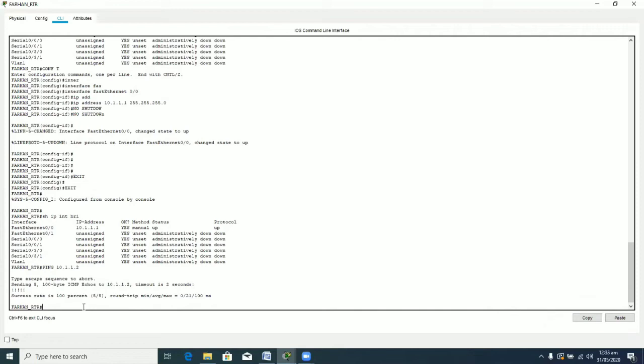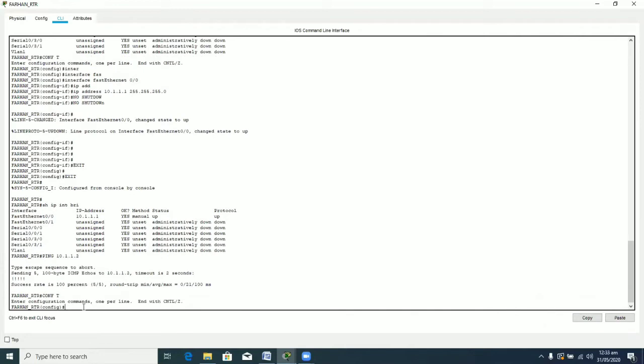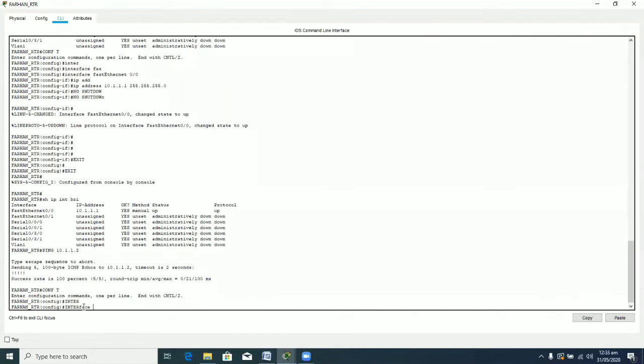Now moving to the serial interface connection. You should know that the Farhan router serial 0/0/0 was connected to the Abdullah router serial 0/0/0, and the Farhan router serial 0/0/0 was a DCE interface.